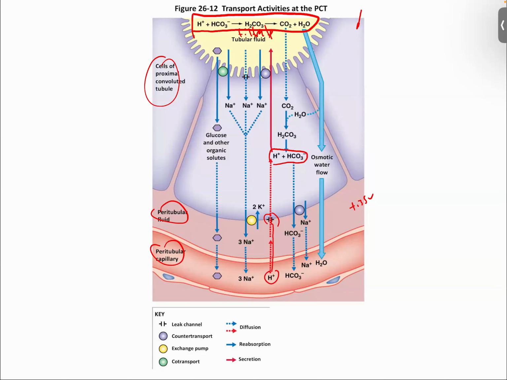It's an open channel where you can just enter through by diffusion. So the hydrogen ion will enter through by diffusion. And then what we can do is actively pump out the hydrogen into the lumen of the filtrate in exchange for a sodium. So we use sodium as a counter lever in order to get the hydrogen out.